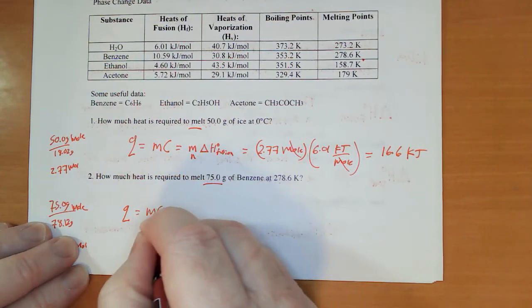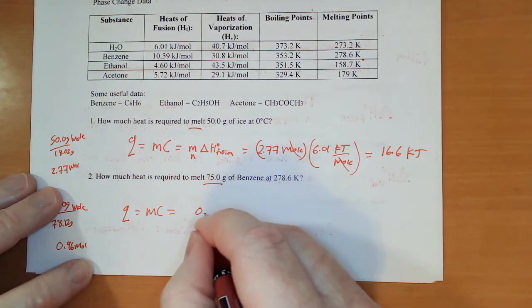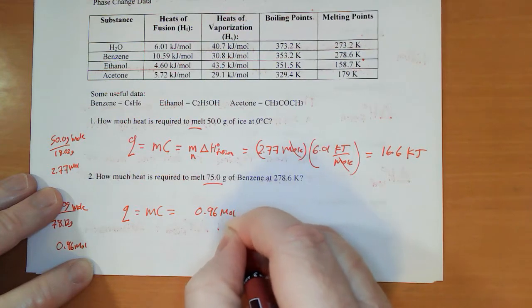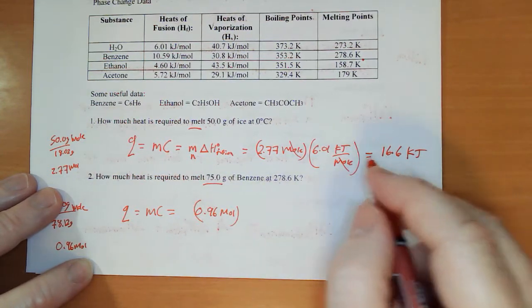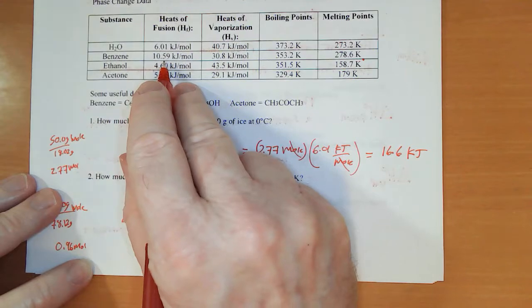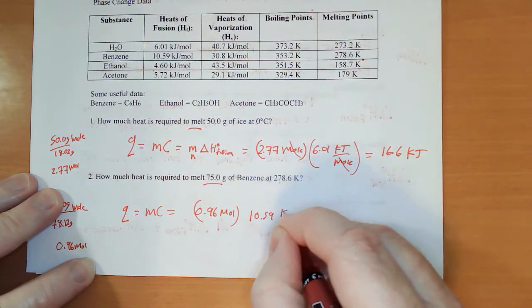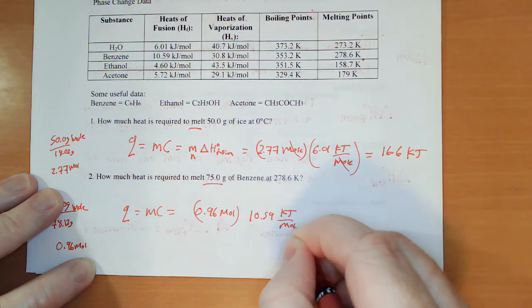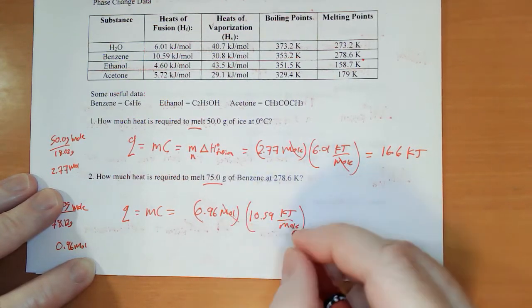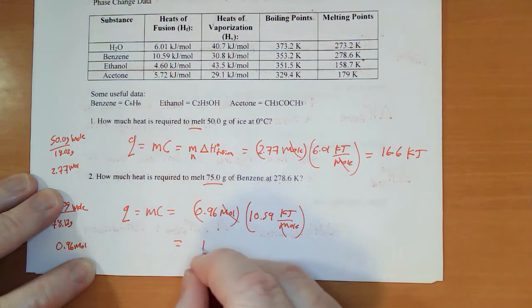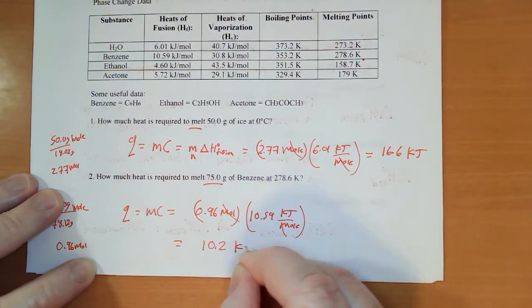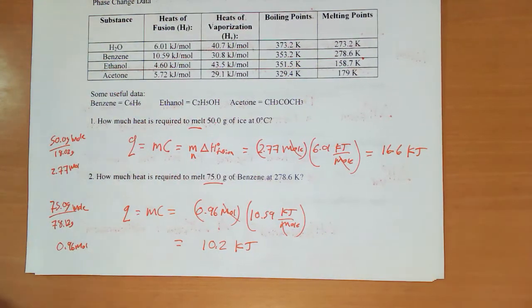Q equals m times delta H naught fusion, which equals 0.96 moles, multiplied by, and I look up the heat of fusion, it's 10.59 kilojoules per mole. Moles cancels, and this equals about 10.2 kilojoules total. All right, so I think that's pretty straightforward and stuff that we've looked at previously.